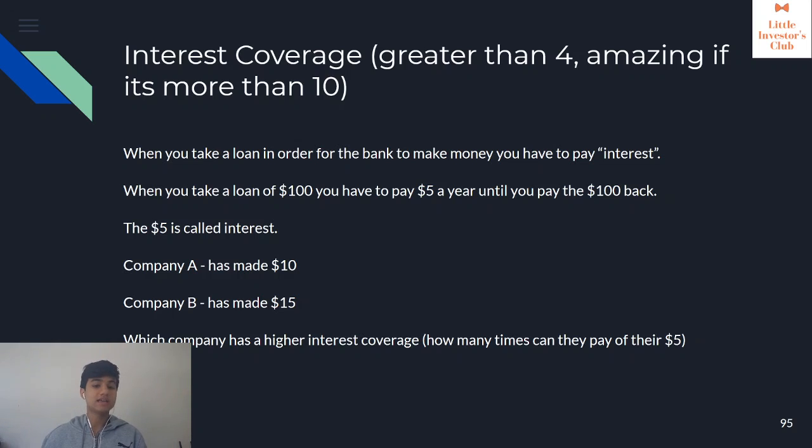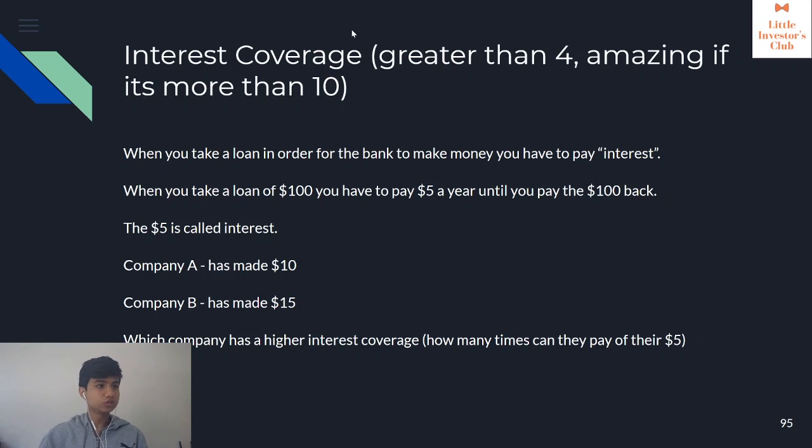So if company A has made $10 and company B has made $15, we can see that company B has a higher interest coverage. It has an interest coverage of 3 because it can pay those $5 for 3 years, but company A can pay the $5 for 2 years. So the higher the interest coverage, the better.